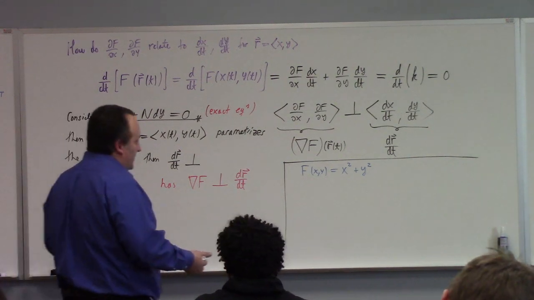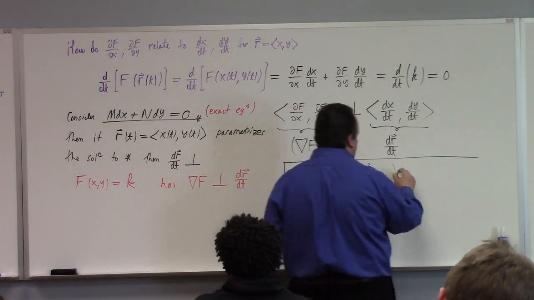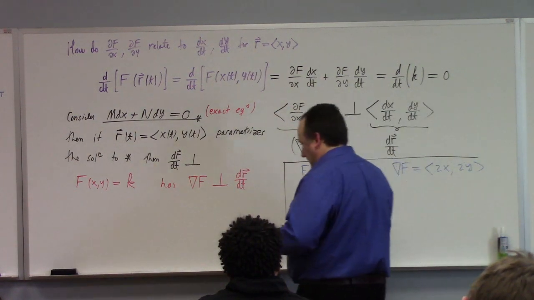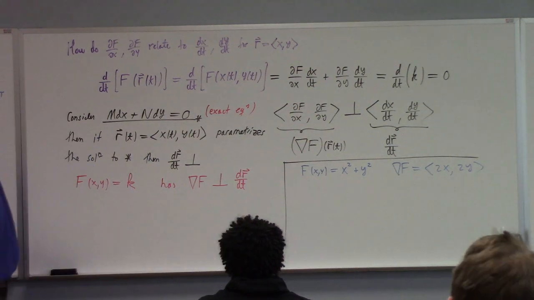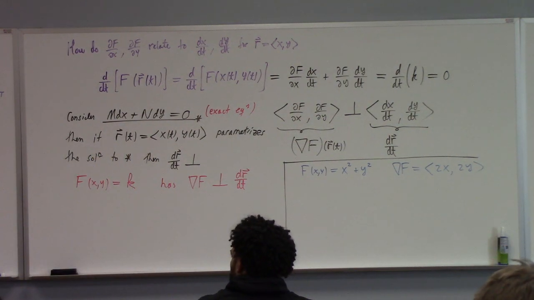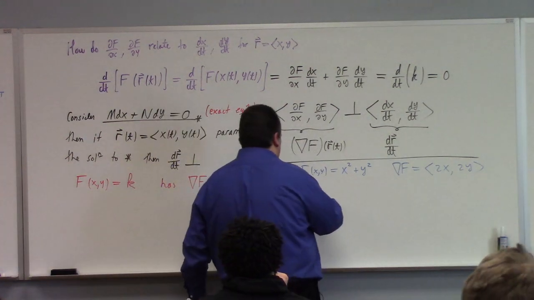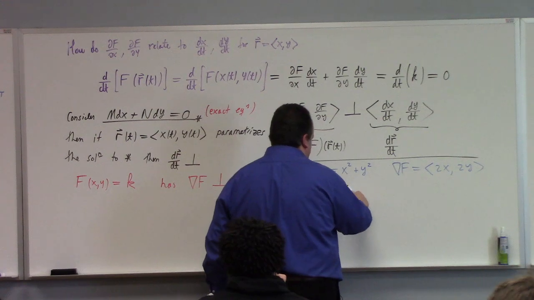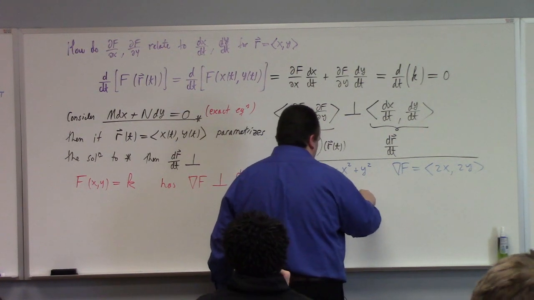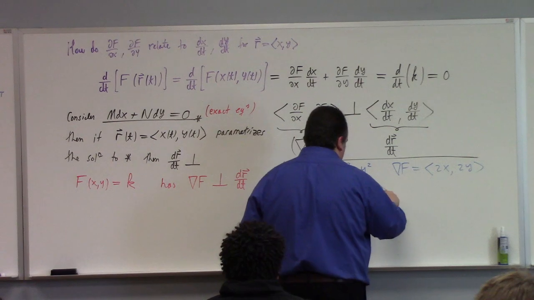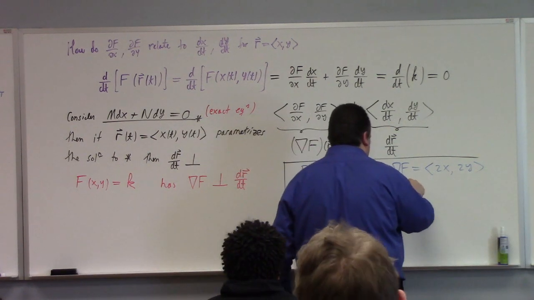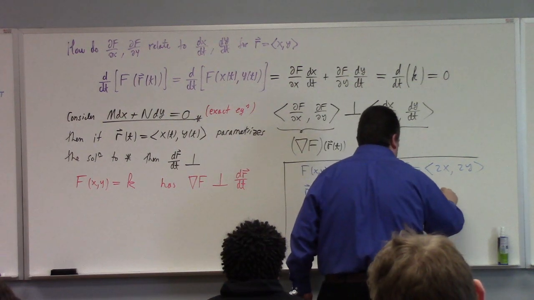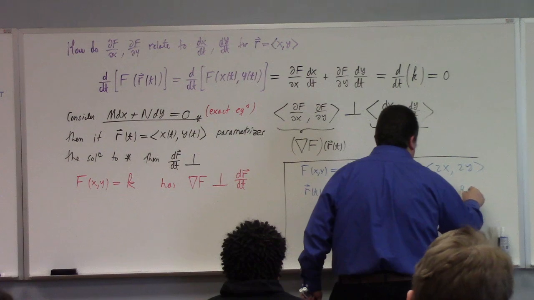So f is x squared plus y squared. What's the gradient of f? We got 2x, 2y, right? Now, the parameterization that we discovered here in the blue was r of t is what? We had r cosine t, r sine t. So if we calculate the derivative of that, we get what? Minus r sine t, r cosine t, right?